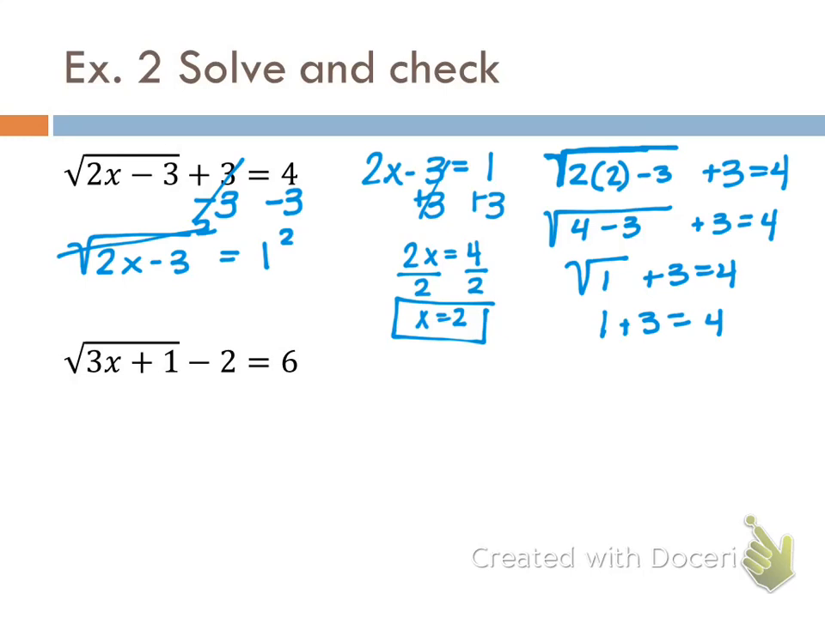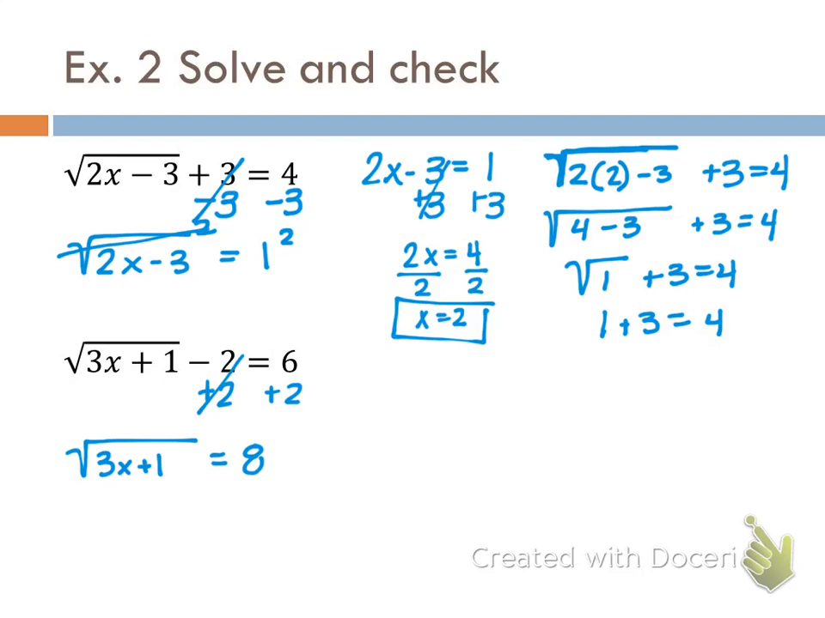Alright, so let's do the next one. Well, what do I do on this next problem first? Add 2. Square root of 3x plus 1 is equal to 8. Now, Austin, what would I do? Plug in 8 into x. Did I find out that x was equal to 8? Did I get a final answer of x is equal to this?